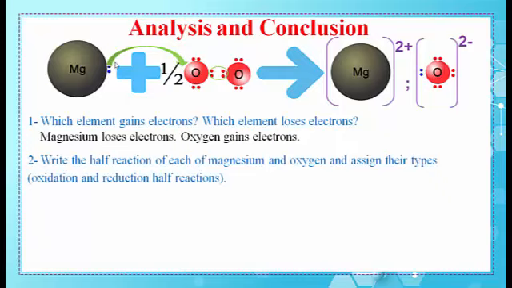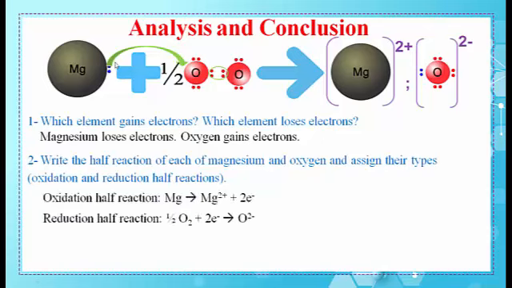Second, write the half reaction of each of magnesium and oxygen and assign their types as oxidation or reduction half reactions. We said that magnesium is going to lose electrons, then it undergoes oxidation. Mg gives Mg2+ plus 2 electrons. And oxygen is going to gain electrons, then it undergoes reduction, and the half reaction will be half O2 plus 2 electrons gives O2-.